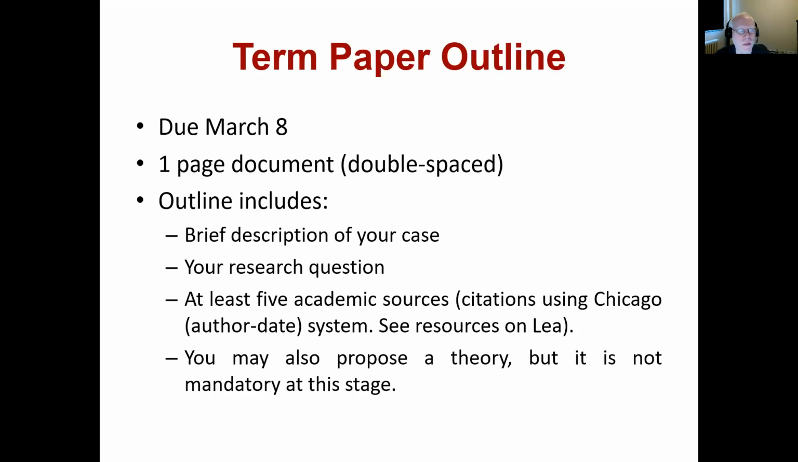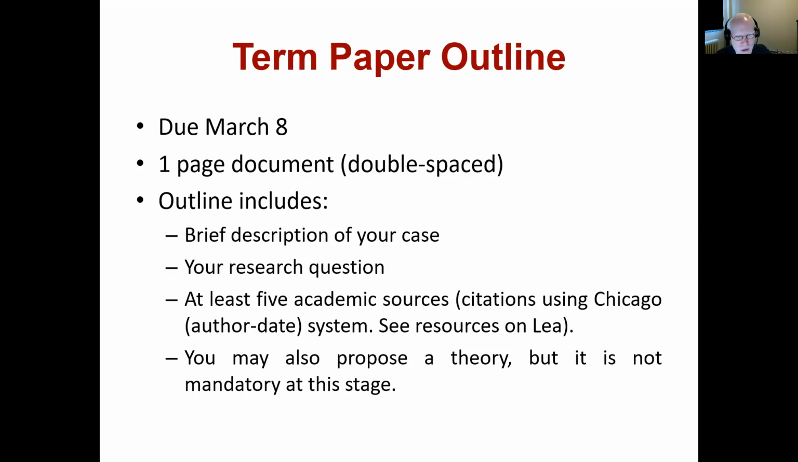So to help along the process and to make sure that you're on the right track, there's a term paper outline that's due on March 8th. It's a one paper document, double-spaced, so it's not particularly long. Within this document, you should include a brief description of your case, just a little bit of background information on the chosen case that you have, and your research question. So what is it that you're going to be seeking to explain in your paper?